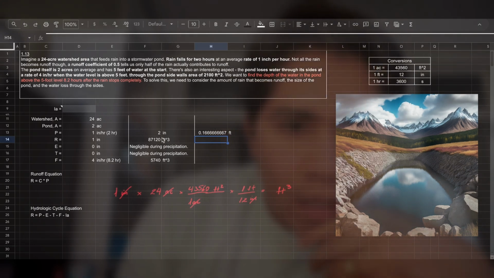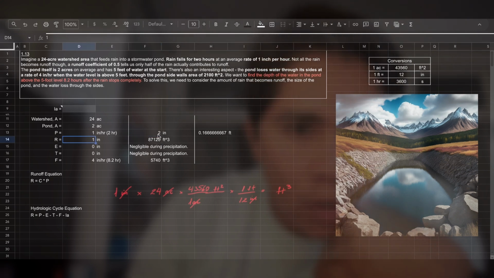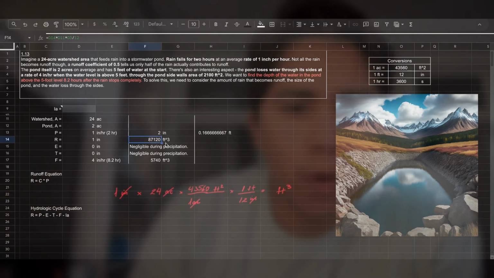Now, let's see what we have done so far. Of all the water that precipitated, only half of it actually runs off into the pond. The total precipitation is 2 inches, but only 1 inch runs off into the pond. And this 1 inch represents 87,120 cubic feet of water, because it's 1 inch all over the 24 acres. We have made the conversion: it's 87,120 cubic feet.